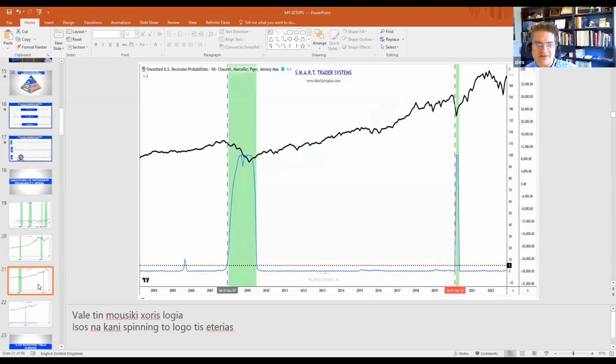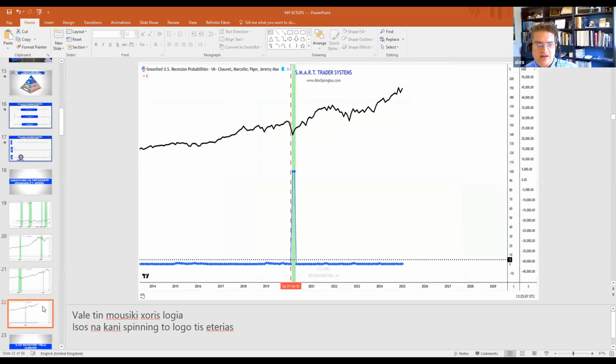Again, 2007, the subprime crisis, and 2020 when we had COVID, and you can see that the model was quite accurate. Currently, no recession indication. That's fascinating to me.